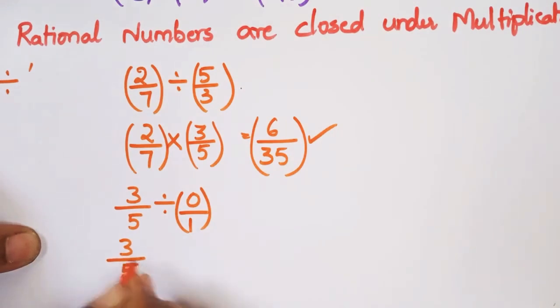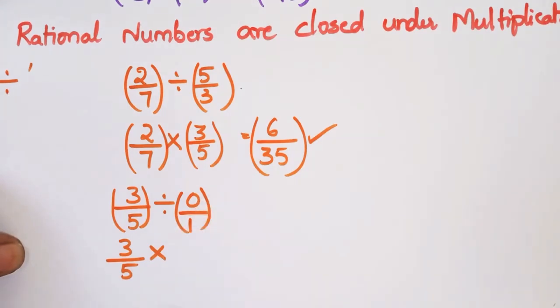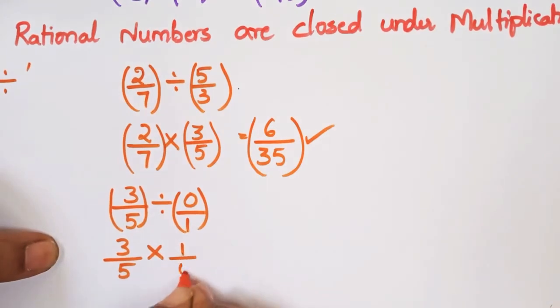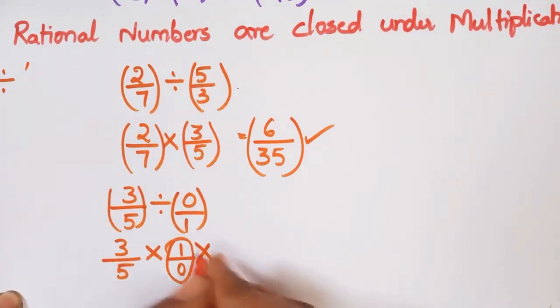To divide it, the first rational number I need to copy in the same way. The operator will change into multiplication. Then I need to take the reciprocal of 0 by 1. Can I do it? Can I write 1 by 0? Never. I cannot write this because any number divided by 0 is always undefined. Can we do any operations on an undefined number? You can't do. So this division you can't do and get a rational number.